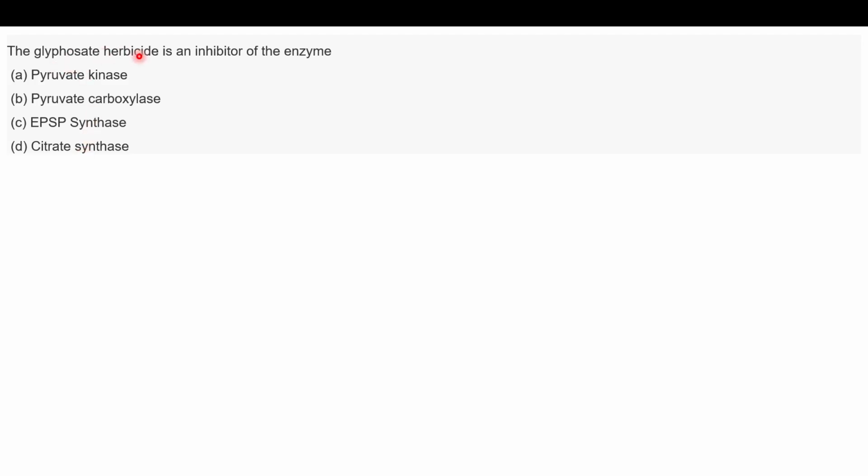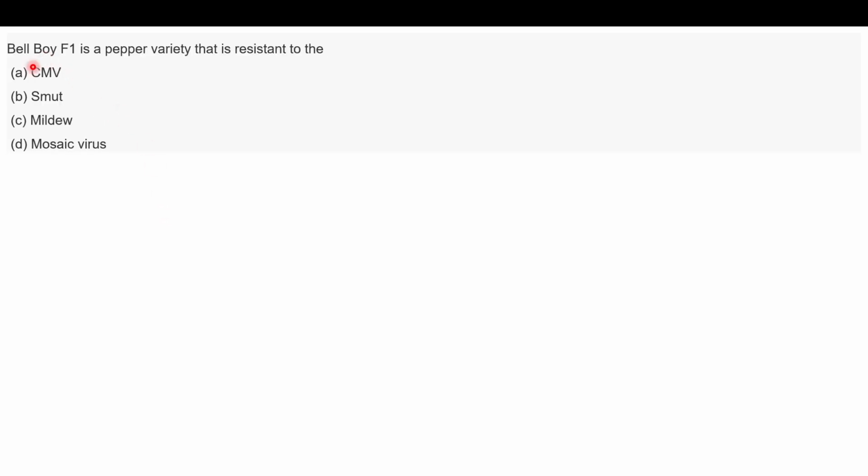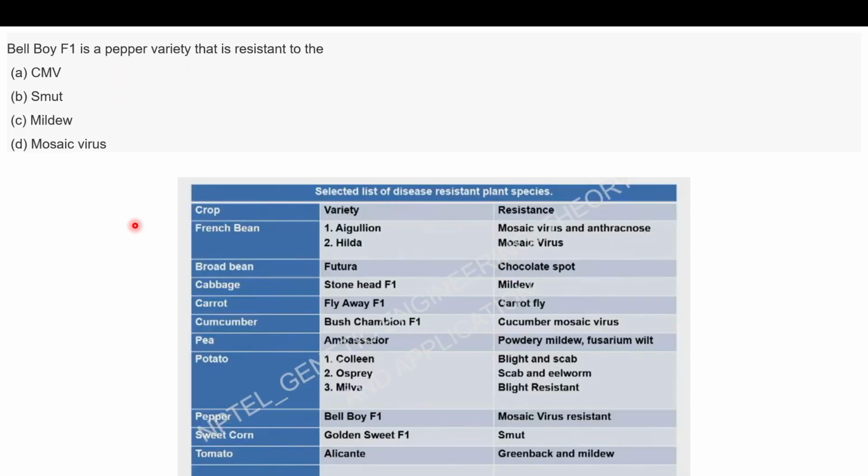Okay. The glyphosate herbicide is an inhibitor of which particular enzyme? We just now looked at it. It will be option C, EPSP synthase. Now, Bell Boy F1 is a pepper variety that is resistant to which particular viral species here? So, now these are different kinds of viral species or insects or worms, and the varieties that have been developed by genetic engineering.